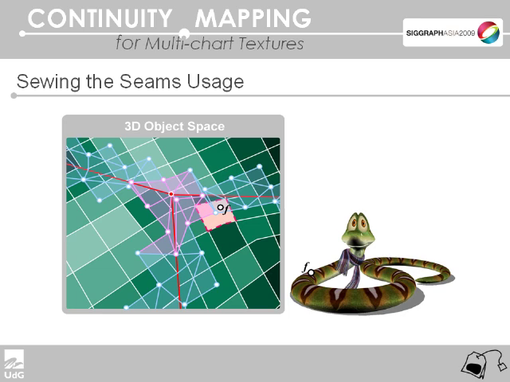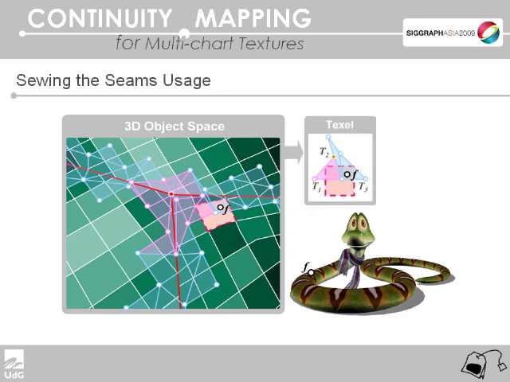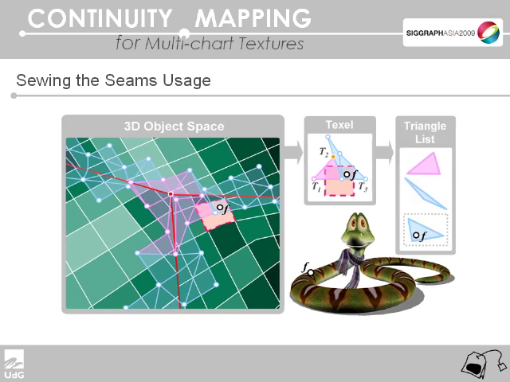In each texel with the sewing information, we store the list of sewing triangles that are mapped onto it. When a fragment needs to be evaluated, we retrieve the corresponding list of triangles and perform a point-in-triangle test to find the corresponding one. Finally, we interpolate its coordinates to fetch its texture colors and perform the final shading.